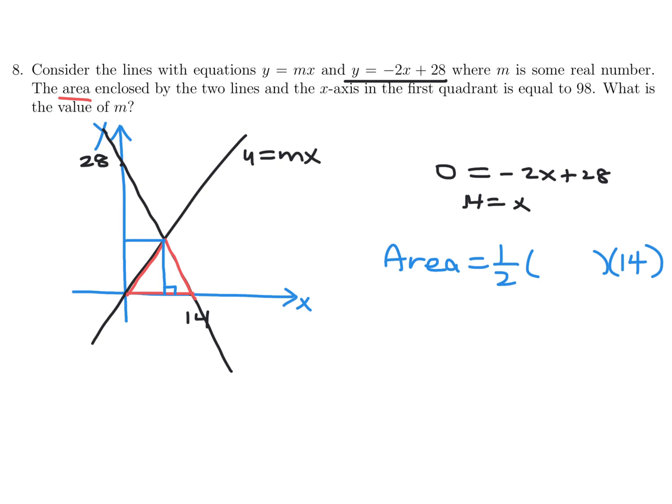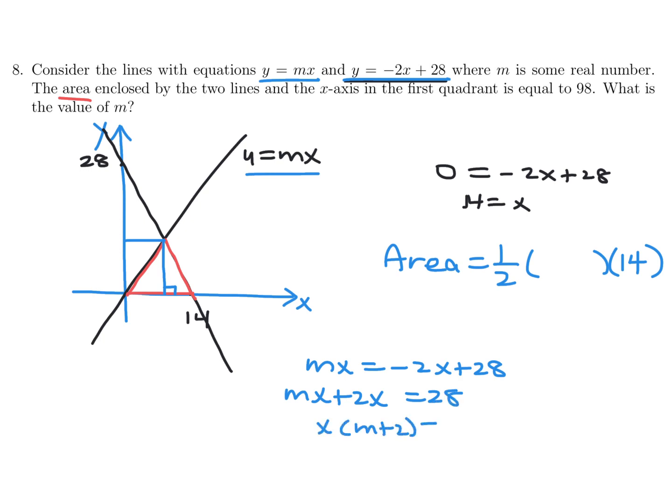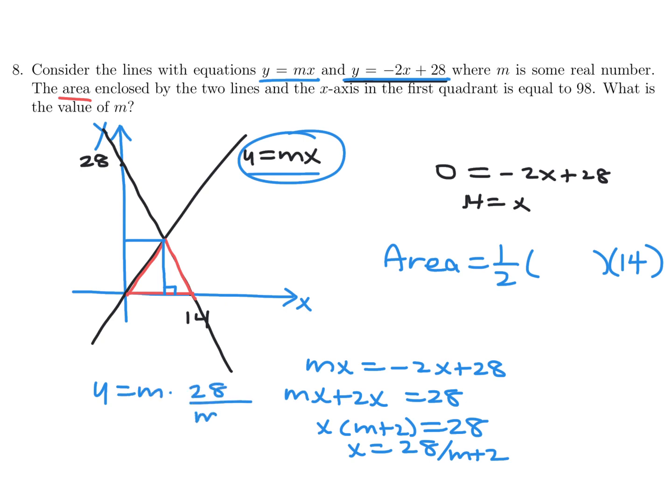The intersection point of those two lines is where mx is equal to minus 2x plus 28, correct? So mx plus 2x is equal to 28, so x times (m plus 2) is 28. So x is equal to 28 over m plus 2. And therefore y would be m times x, so 28m over m plus 2 is the height.